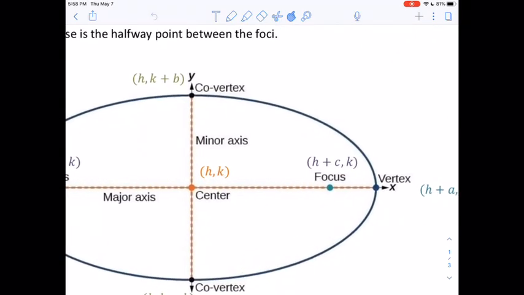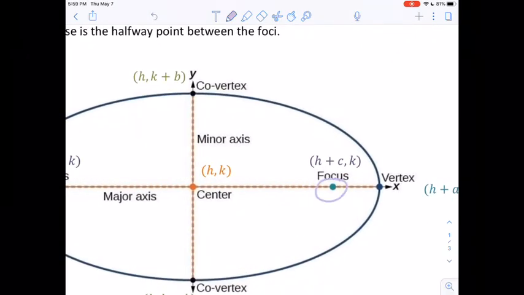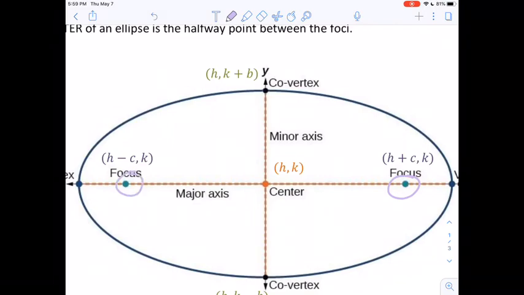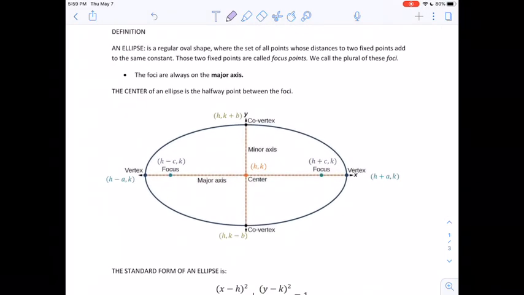Our focus points we can see are right here and right here. Sometimes our focus points will be on the x-axis, sometimes they will be on the y-axis. It just depends on where the major axis is. We call it the major axis, and we can see right here in this picture it is always the longest axis, so the longest distance between two of my four vertices. The foci are always on the major axis, and the center of the ellipse is always the halfway point between the foci.